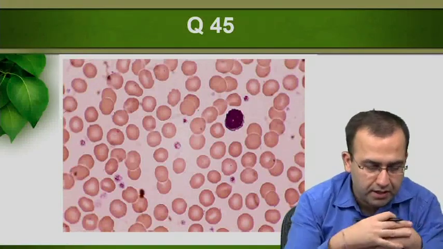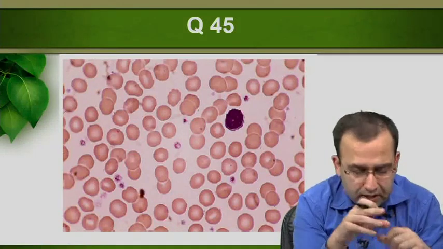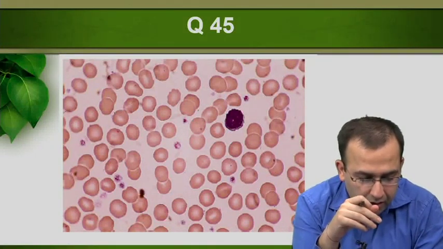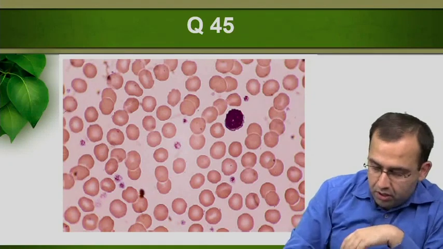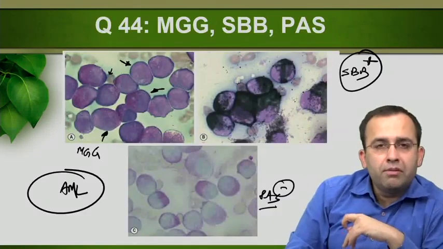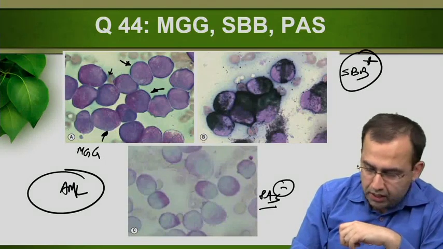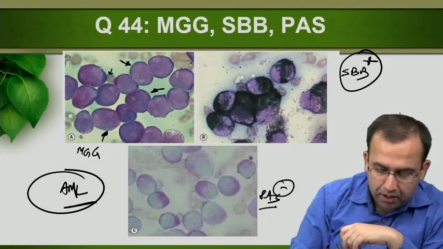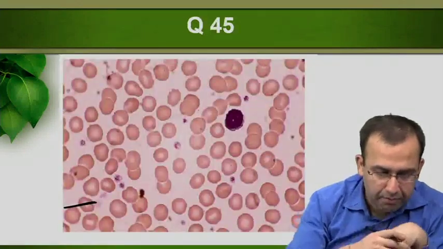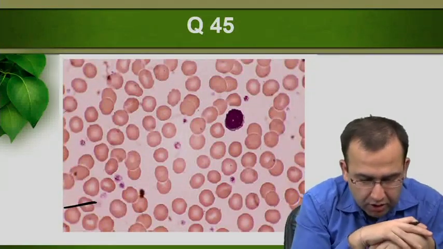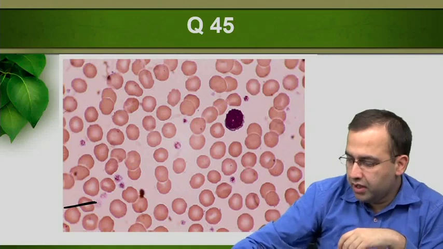Next diagnosis. This is an interesting slide. I want more people to tell me the diagnosis. Should I repeat this one? Everybody is okay with this? Just a yes or no answer. I guess this was an important slide. This was AML, Sudan black B positive AML. Next, diagnosis. Question 45, diagnosis.